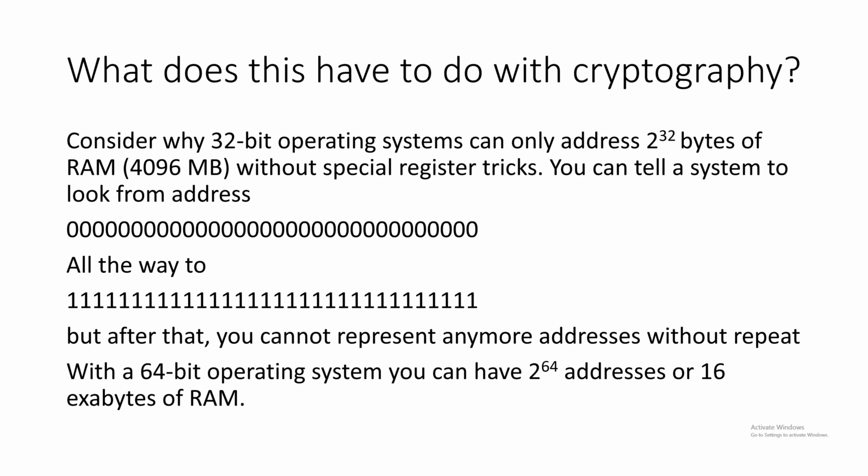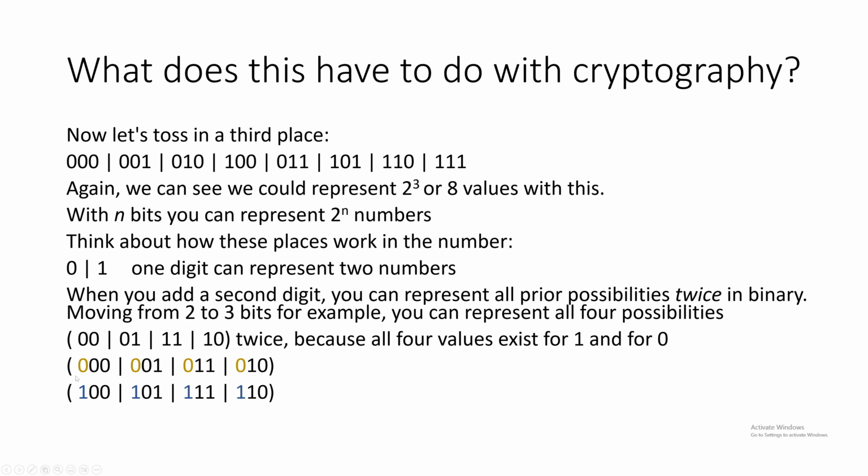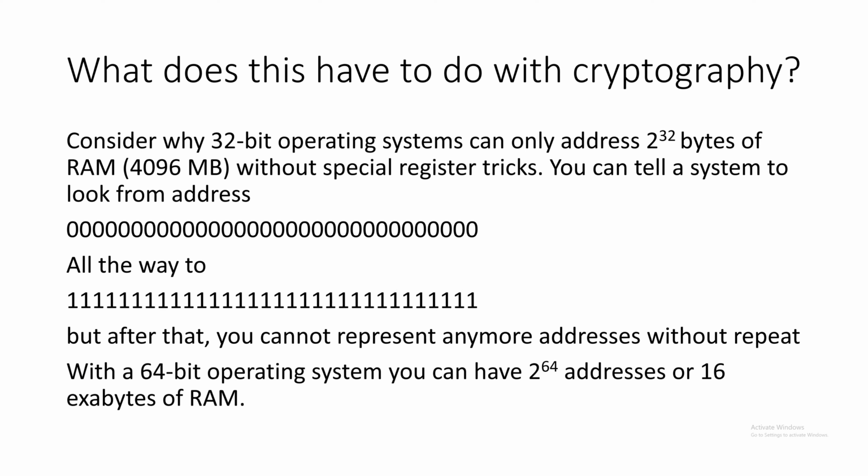With a 64-bit operating system, you can have 2 to the power of 64 addresses, or 16 exabytes of RAM. Now, think back to how every single time you add a digit, you can represent every number you've already represented twice. So the reason that extra 32 bits gives you such a large increase in size is that it's a power of 32. 2 to the power of 33 could represent every one of these addresses and everything in between them, and then you would add another bit in front, and if that was 0, you could represent all these addresses again, and then flip it to 1 and represent every single address again.